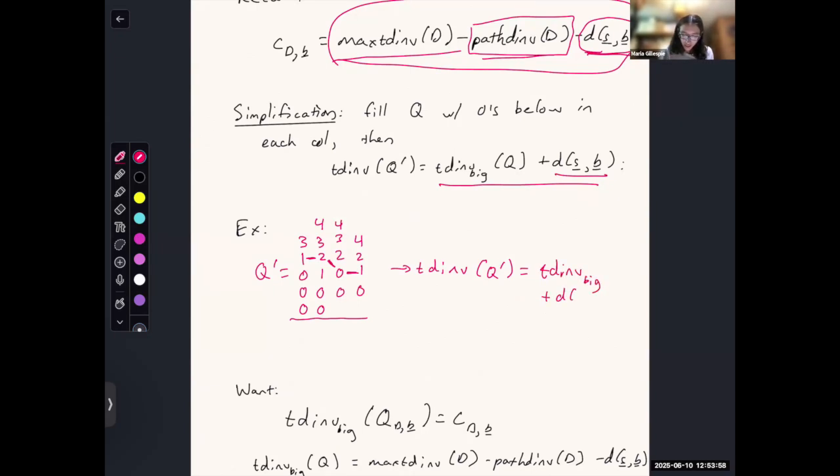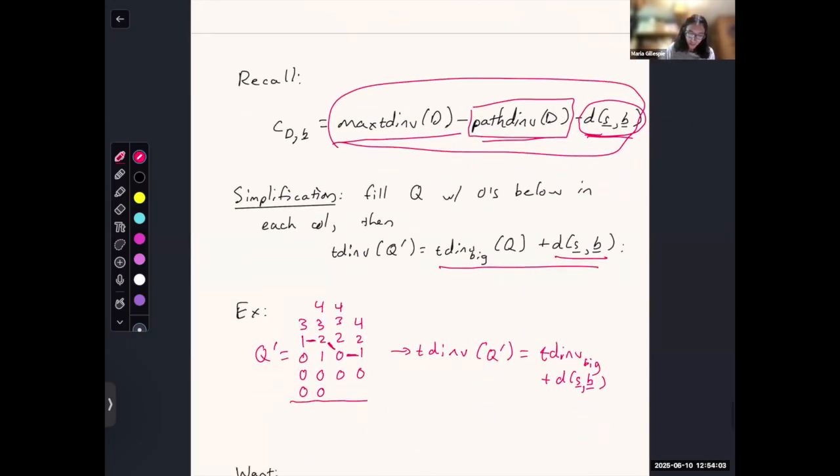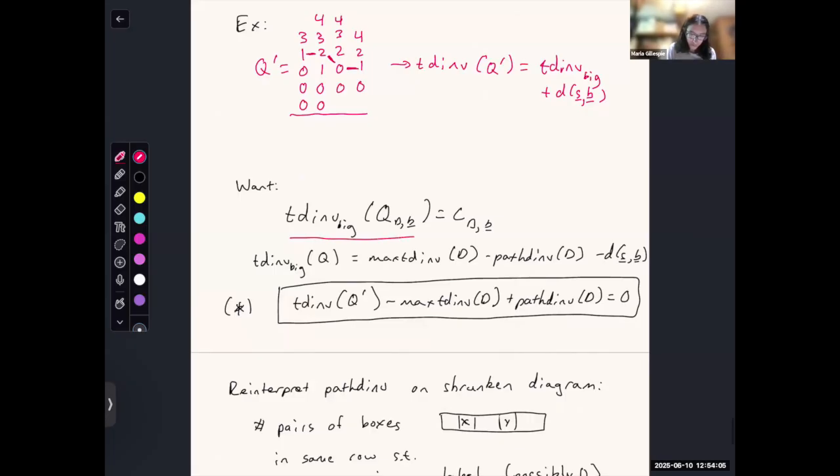plus the DSB. And so that means that I can rewrite this equation where if I want TDIV big of the fixed point to be CDB, then that's the same as, you know, I can put this DSB on the other side and just make that TDIV of Q prime where I add the zeros in. And so now we just have to show that with the zeros added in, TDIV of Q prime minus max TDIV of D plus path div of D is 0. And the other two just depend on the path, and that's good. The Q prime is just like the unique fixed point, which also just depends on the shape.